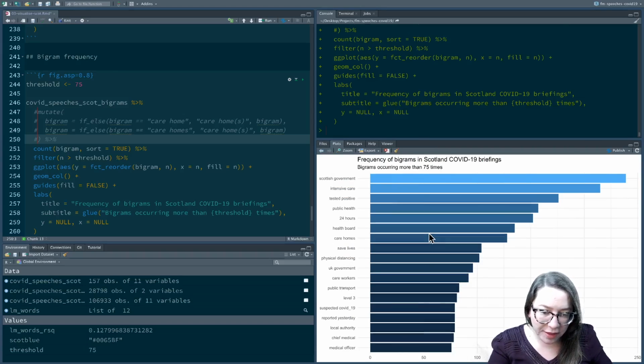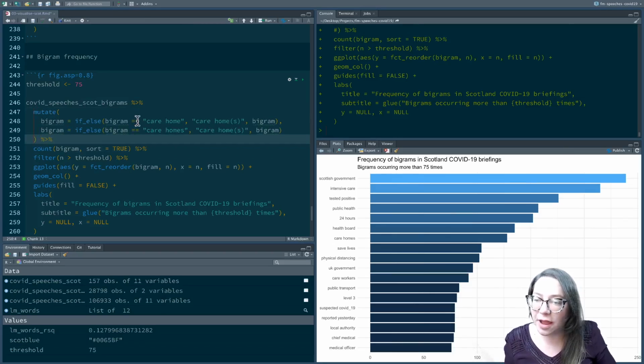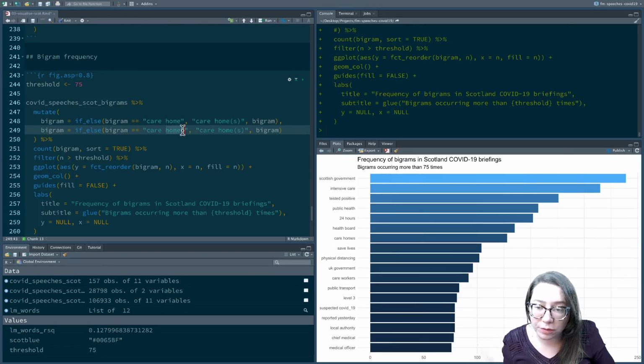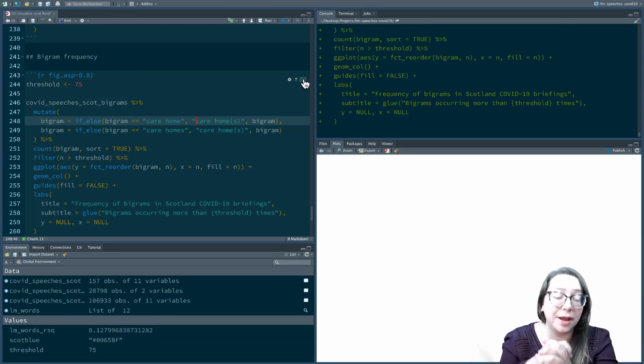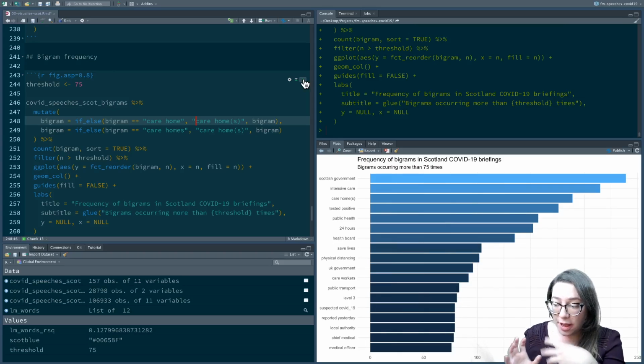But I think we had care homes showing up sometimes, and then sometimes it's just a care home as opposed to multiple care homes. So what I did is I said, if you see care home or care homes, convert them all to care home with S in parentheses, just so we can combine those two, because we know that has definitely been an important, unfortunately, aspect of what's going on in this pandemic, and something that the First Minister speaks very regularly about. And here we're looking at bigrams occurring more than 75 times.